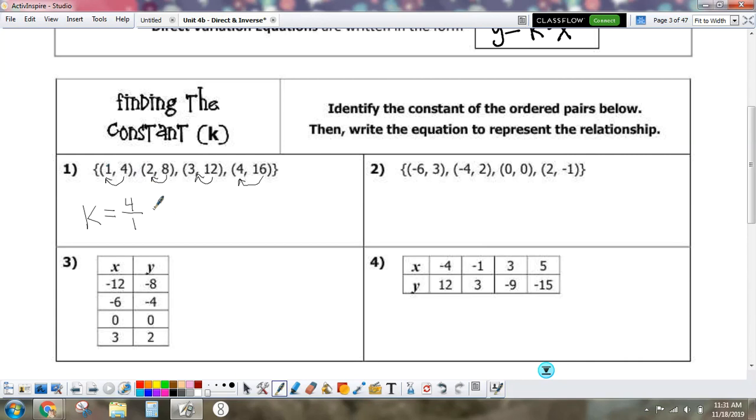So 4 divided by 1, which equals 4. 8 divided by 2 is 4. 12 divided by 3 is 4. 16 divided by 4 is also 4. So I do know that this works.